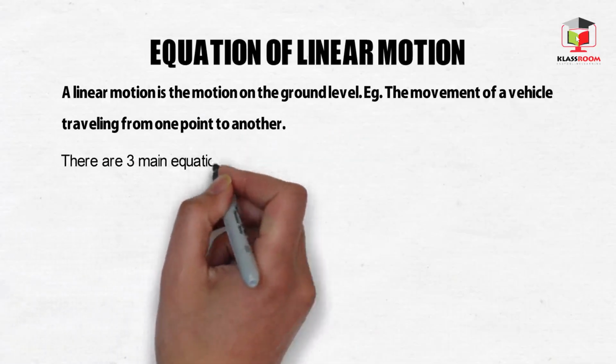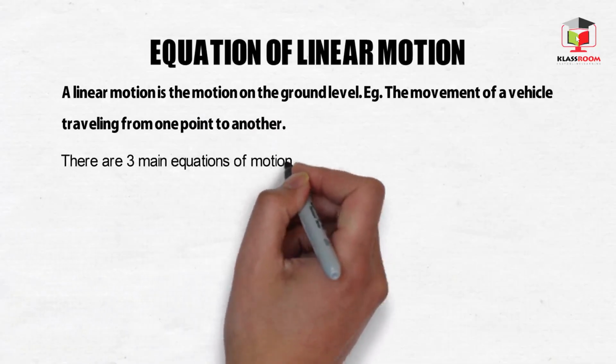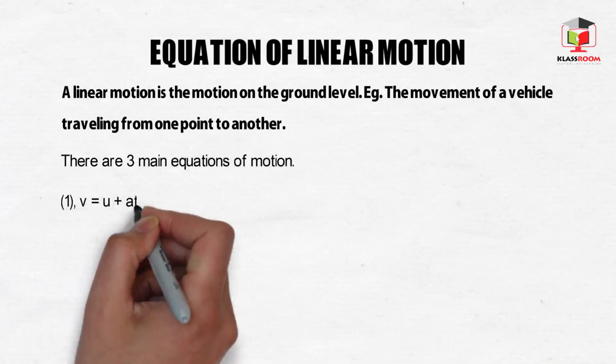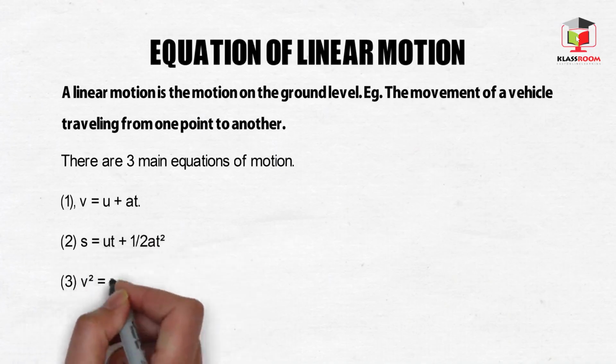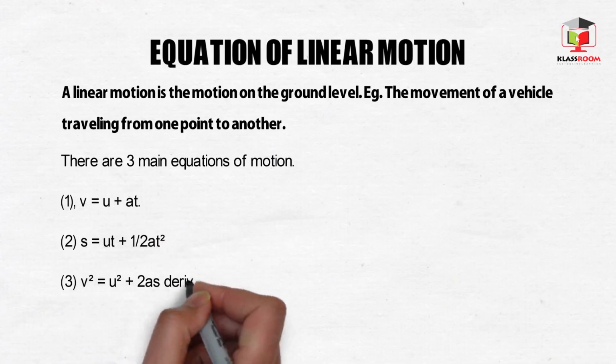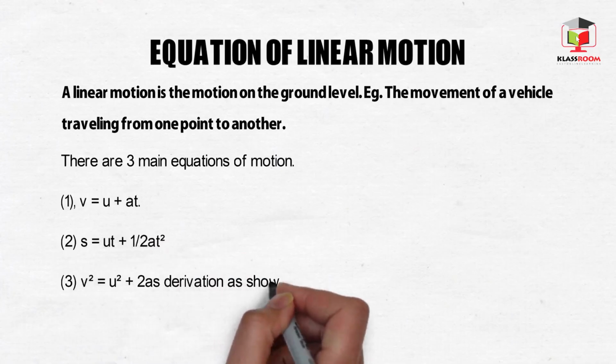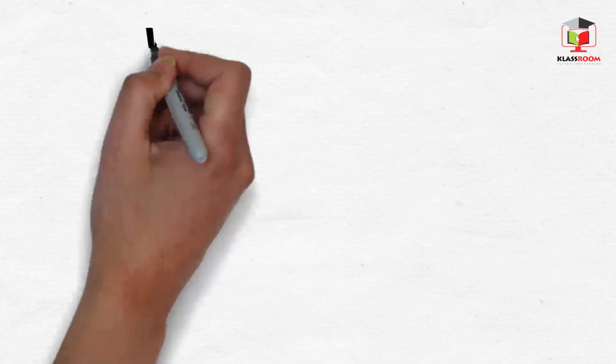Number 1, V equals U plus AT. Number 2, S equals UT plus half AT squared. And number 3, V squared equals U squared plus 2AS. The derivations are shown below.